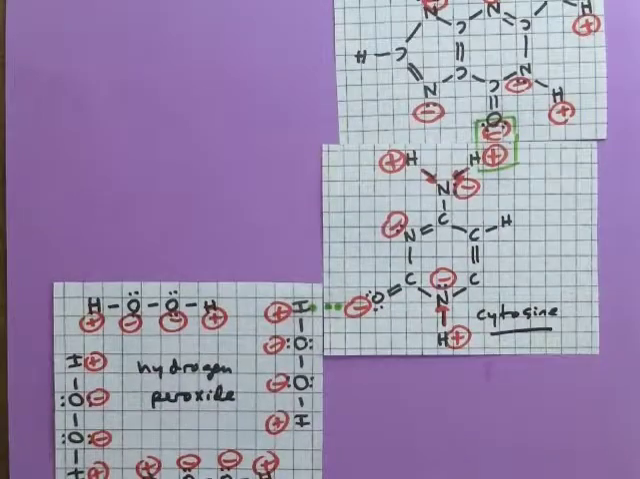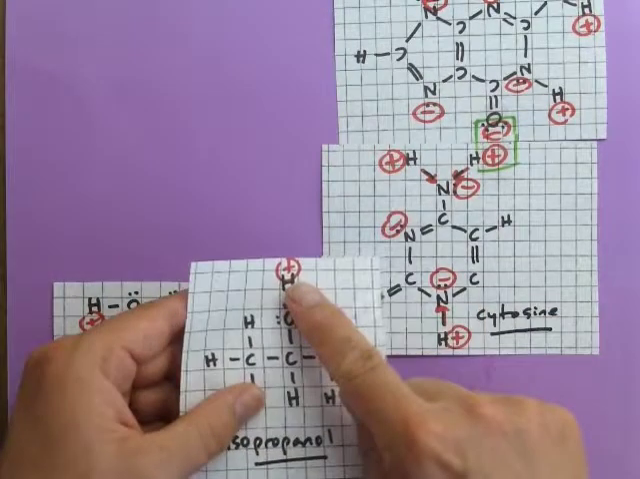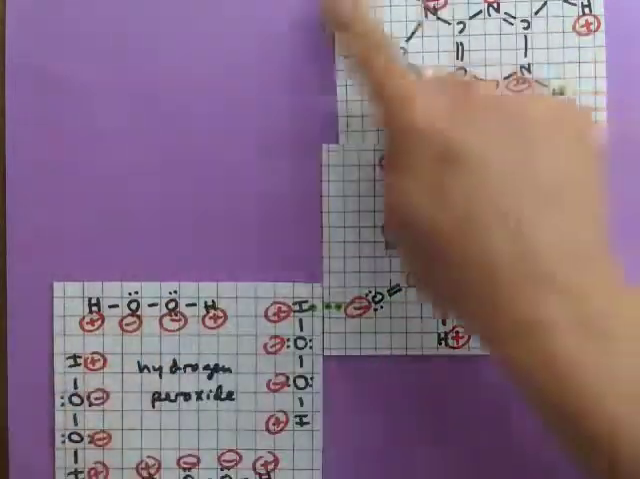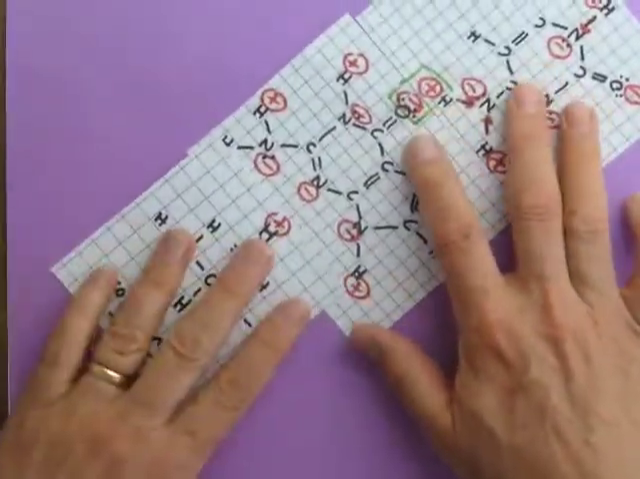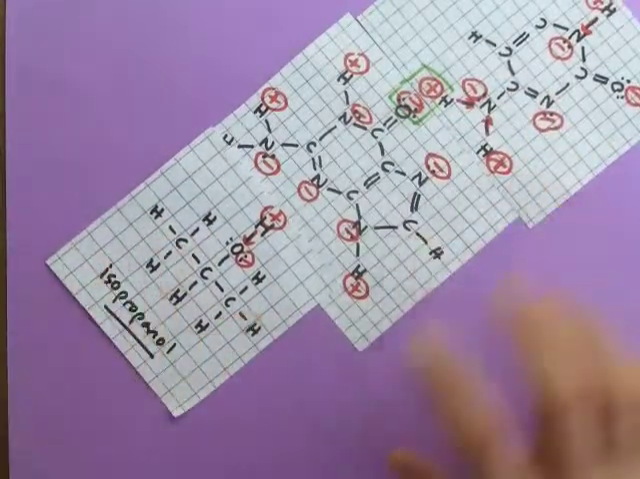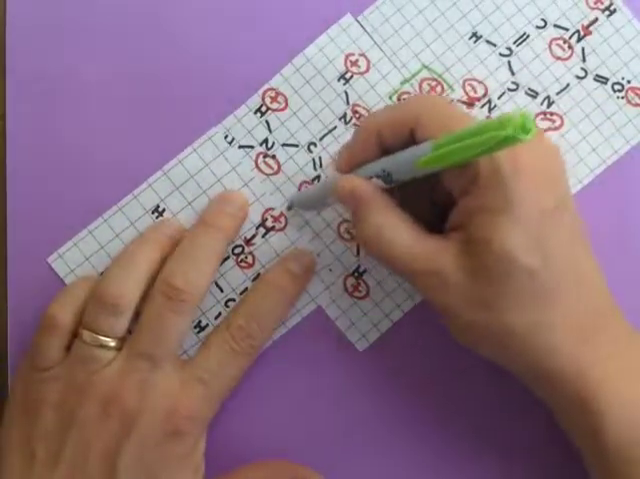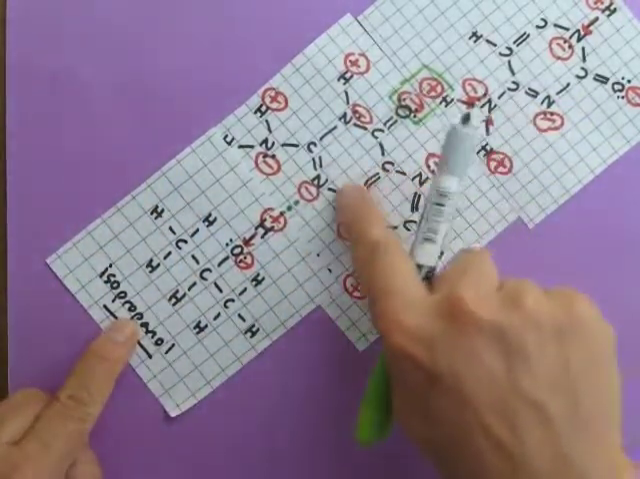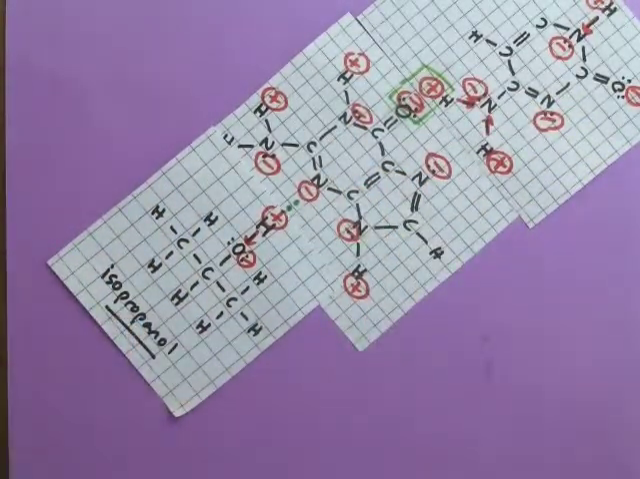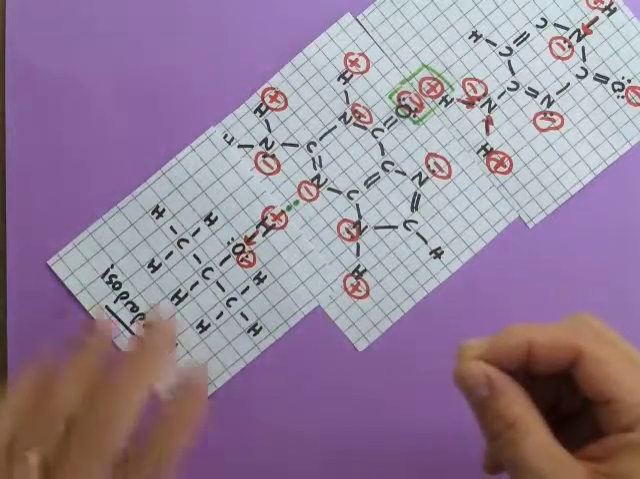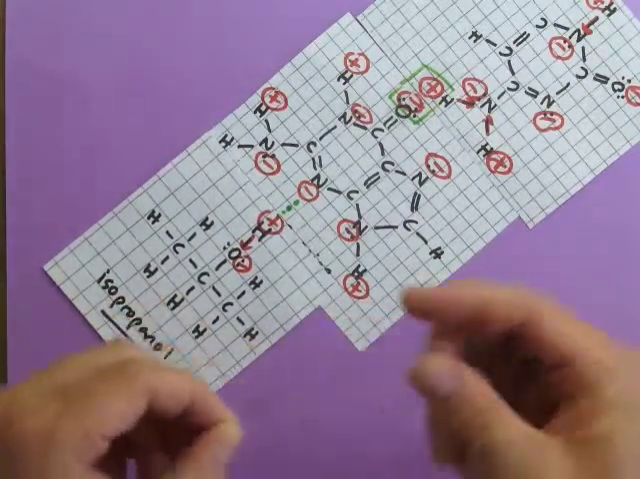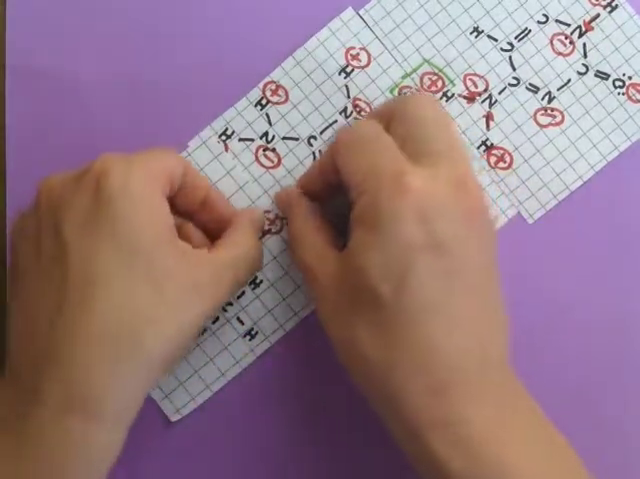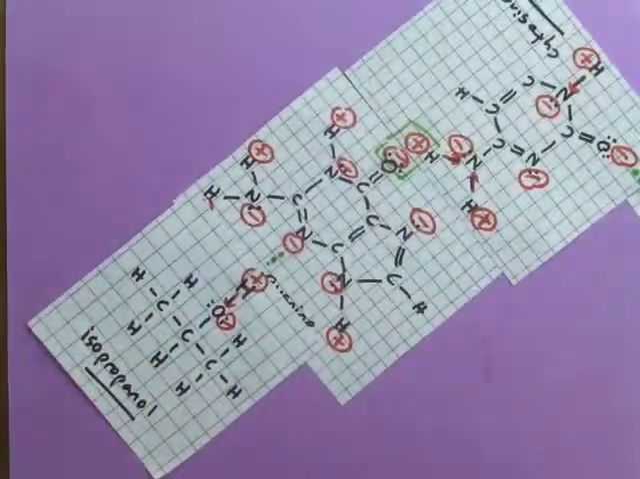Let's see, where could I get a negative charge to attract to this positive charge? Not over here. Well, let's see. I see right here. I could do that on my guanine. So I'm going to draw my dots between the positive charge of my isopropanol and the negative charge here on my guanine. I'll get my hydrogen bond tape here and I'll stick them together. And I'll continue to do this until I've used up all of my pieces. And you can do that too. See how many you can link together.